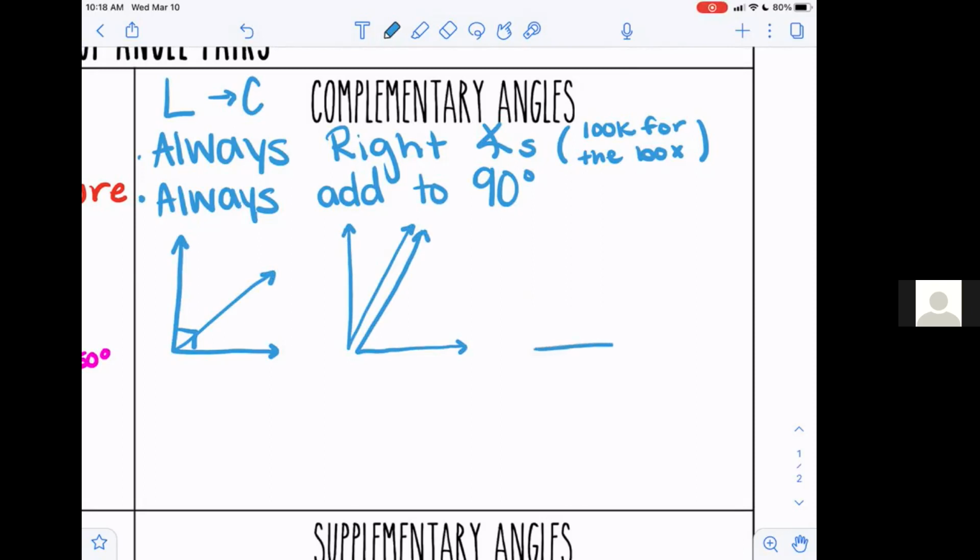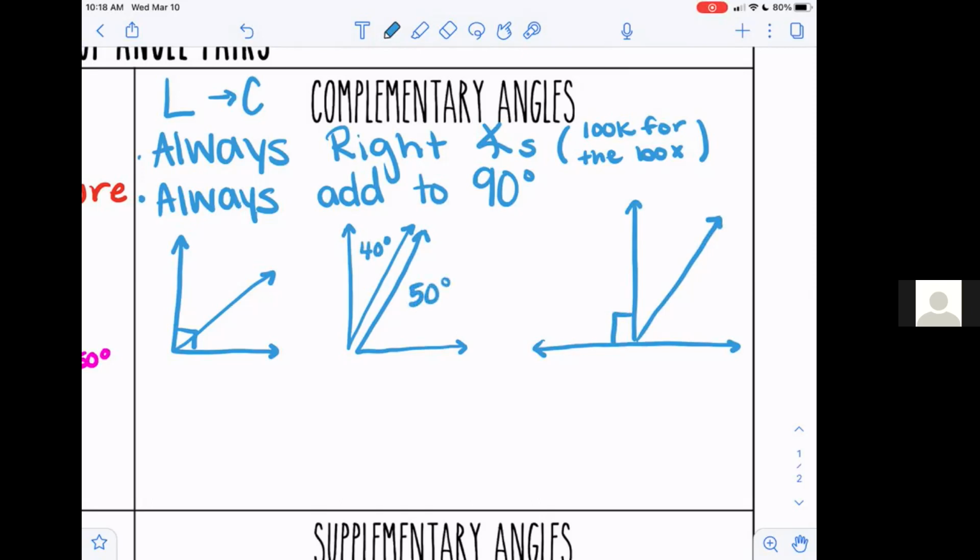Or here's the one that a lot of students miss, because they see that straight line and they think, oh, that's supplementary, but it's actually complementary because of that little box there. And then we've got these 2 angles that we're talking about over to the side. So some of the ways that you might see this question asked, in this case, maybe we've got one here that's 40 degrees and this one here that's 50 degrees.